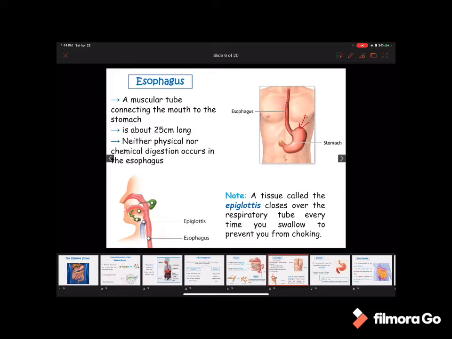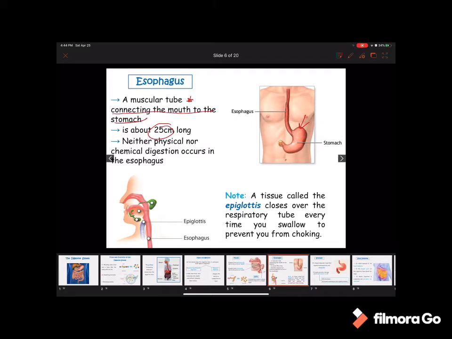If we want to know more about the esophagus, it's a muscular tube. When we talk about organs made out of muscles, we're talking about smooth muscles connecting the mouth to the stomach. It's very important to know that. It's about 25 centimeters long, which is not short. If you think of a 30 centimeter ruler that you use at school, it's a bit shorter than that. So it's technically a long tube.